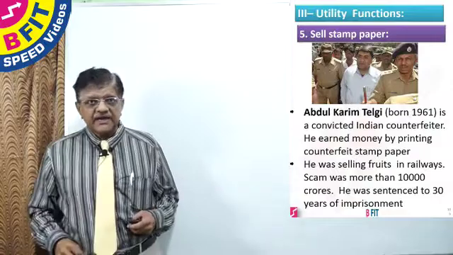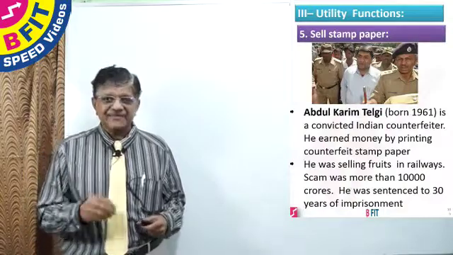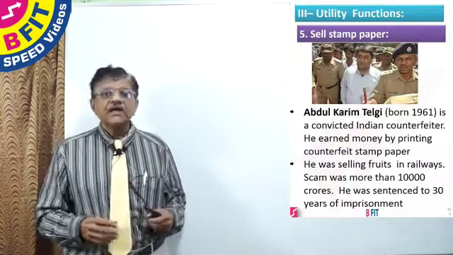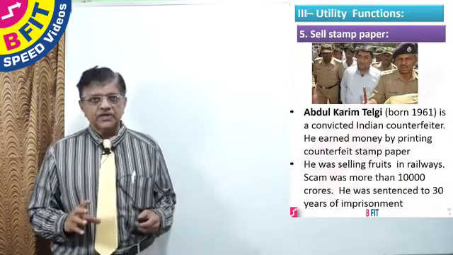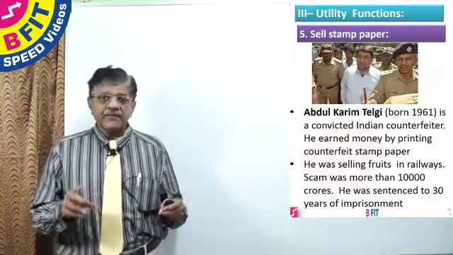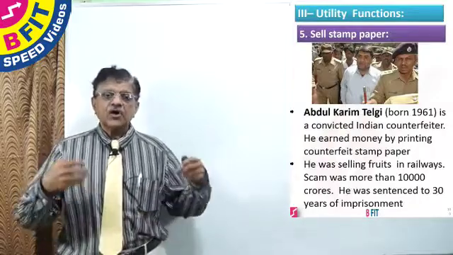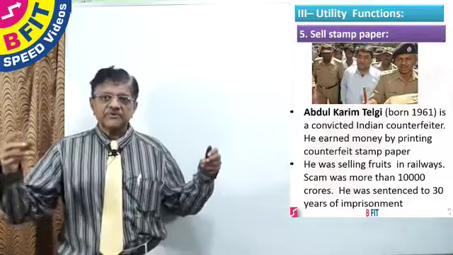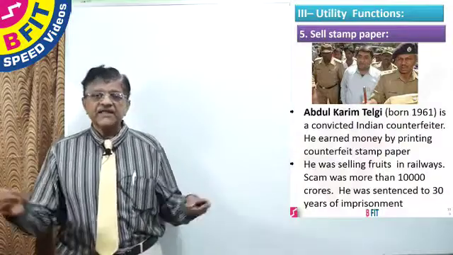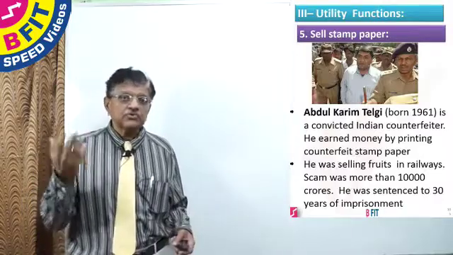There was one Abdul Karim Telgi who was selling fruits in railways. He was a very entrepreneurial person, perhaps with a spirit of enterprise. Then what he did was counterfeit the stamp paper. He printed stamp paper himself and started distributing it through the vendors. He mixed the original and the duplicate, and over a period a lot of duplicate non-judicial stamp papers were sold in the market, and people purchased them and registered their deeds. The extent of fraud ran to around 10,000 crores in those days.